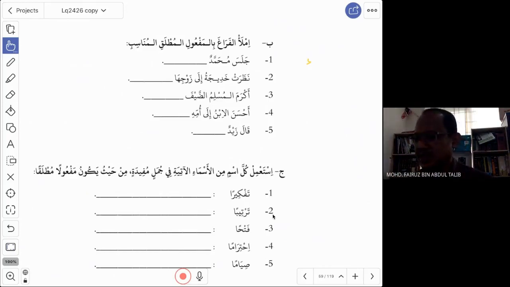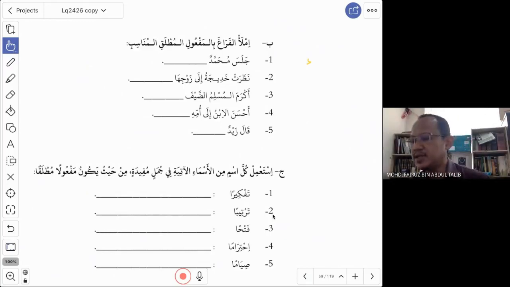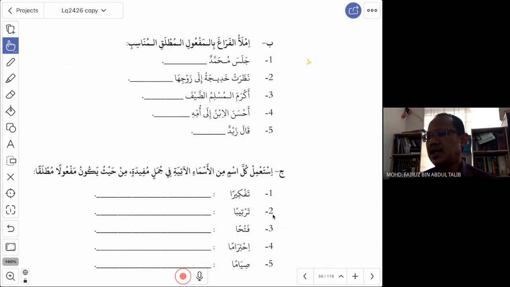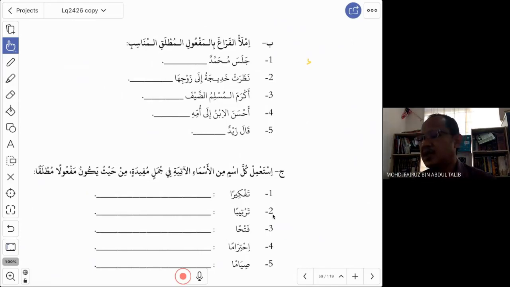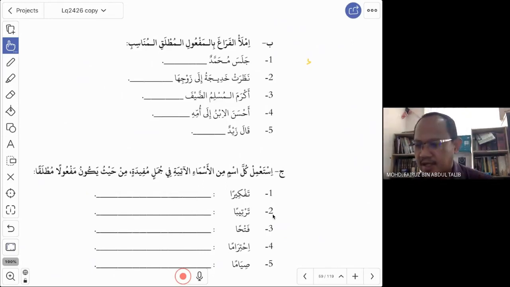Look up in the dictionary. Of course, the first one jalasa, 3-letter fi'il. You need to find in the dictionary. No wazan to follow. The second one nazara is also 3-letter fi'il. So find in the dictionary. Number 3 akrama. This is 4-letter fi'il. Then you can find from the wazan. Ahsana, also 4-letter fi'il. So there is a wazan that you can follow. Number 5, qala, 3-letter fi'il. No wazan. Find in the dictionary.